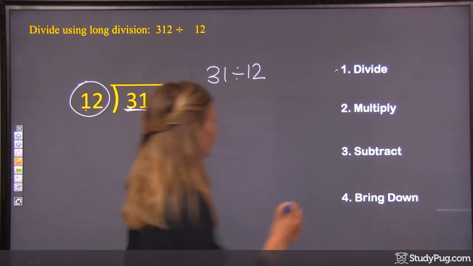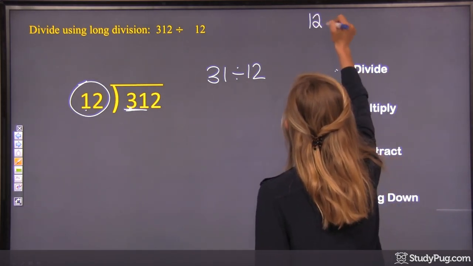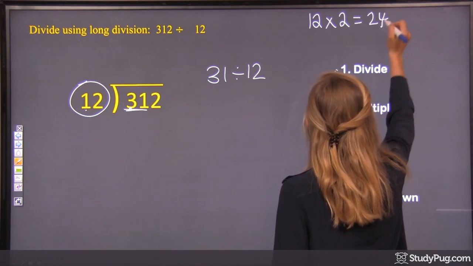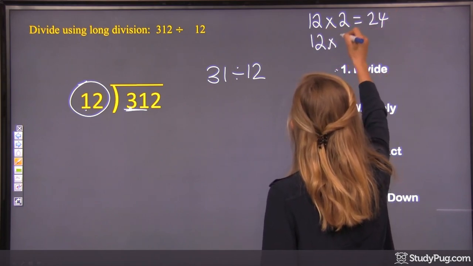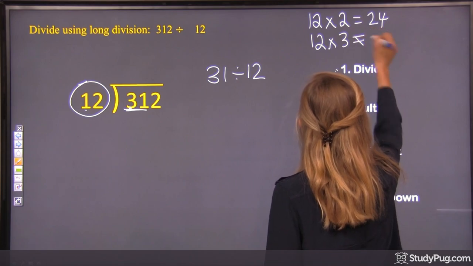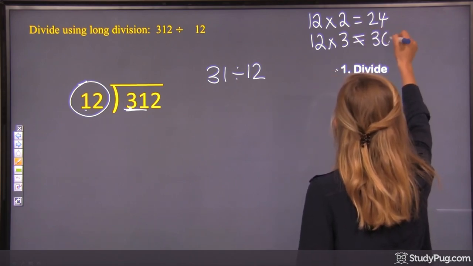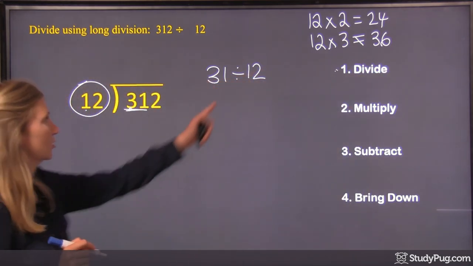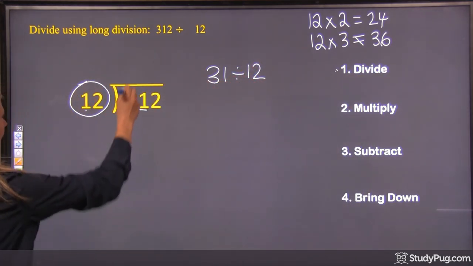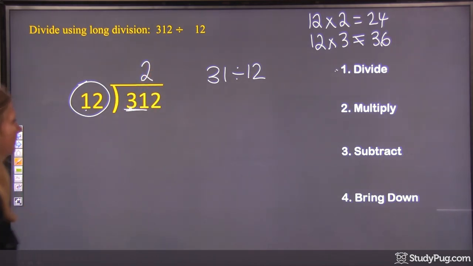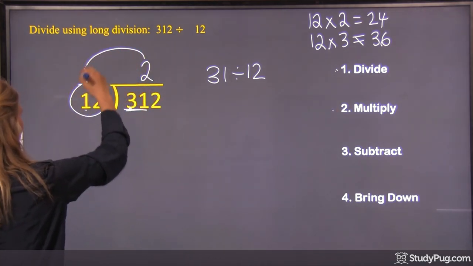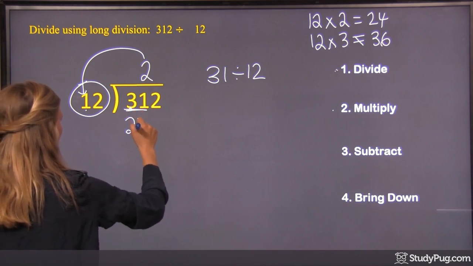Okay, so let's look at some of our 12 times tables. 12 times 2 is 24. 12 times 3 is 36. Okay, so that's 36, which is too big. So let's do 12 times 2, right? So we put a 2 there. 12 times 2 is 24, okay? So our next step of multiplying, 12 times 2, we get 24.